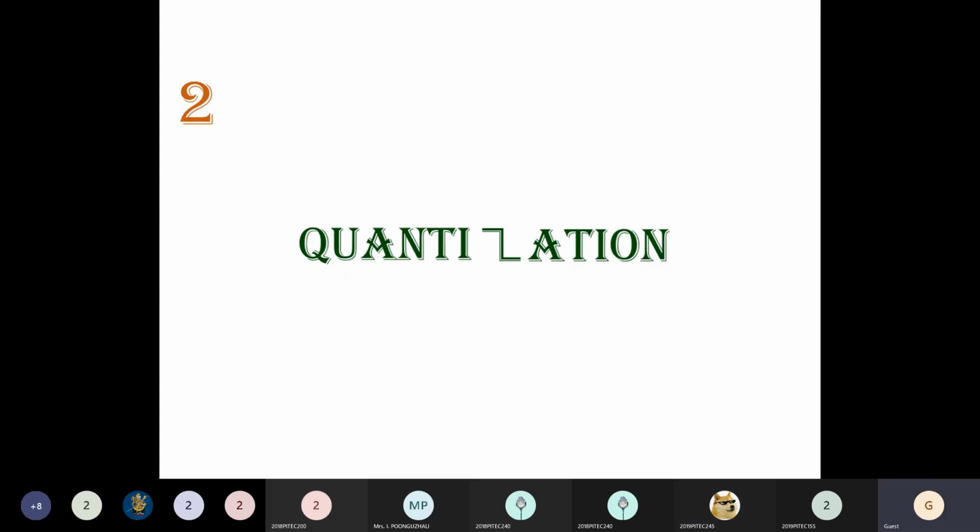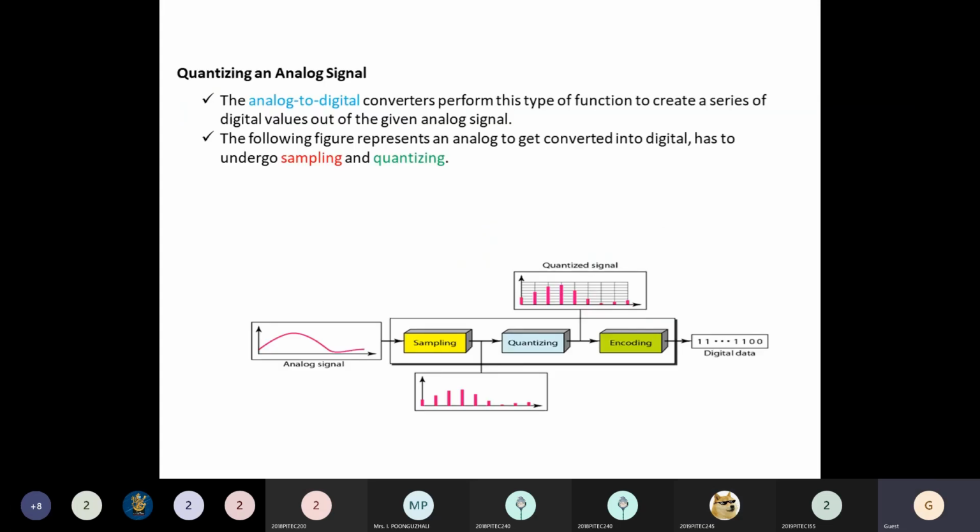Okay, next the important block, we are going for quantization. So what is quantization? What is quantizing an analog signal? The analog to digital converters perform this type of function to create a series of digital values out of the given analog signal. The figure shows how the analog signal gets converted into digital, undergoing sampling and quantization. We have the analog signal in the first block as the input. It will go to the sampling, from which we get a flat top sampled signal. Then it will go to the quantization. Once the signal gets quantized, it will go to the encoding.